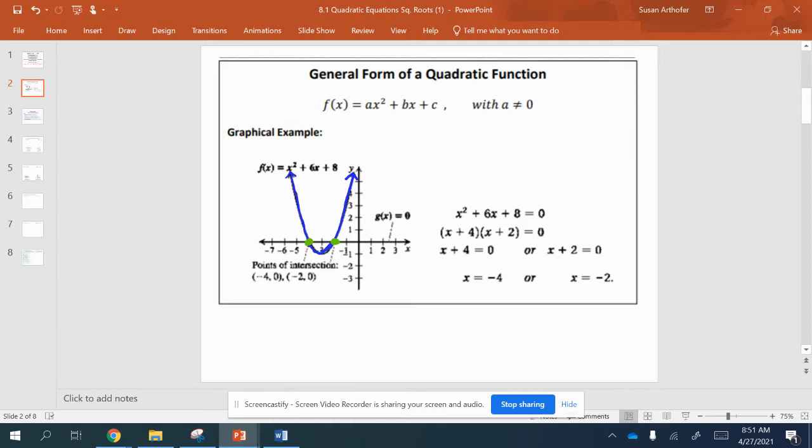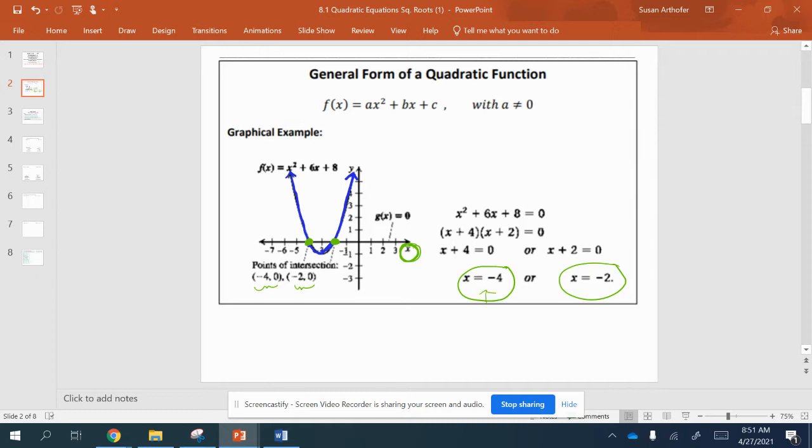So one of these dots crosses at -4. The other dot is at -2. And you can see those right here in how they show points of intersection. What they mean is the blue graph comes down, hits the x-axis at -4, the blue graph comes back up, hits the x-axis again at -2, and continues.